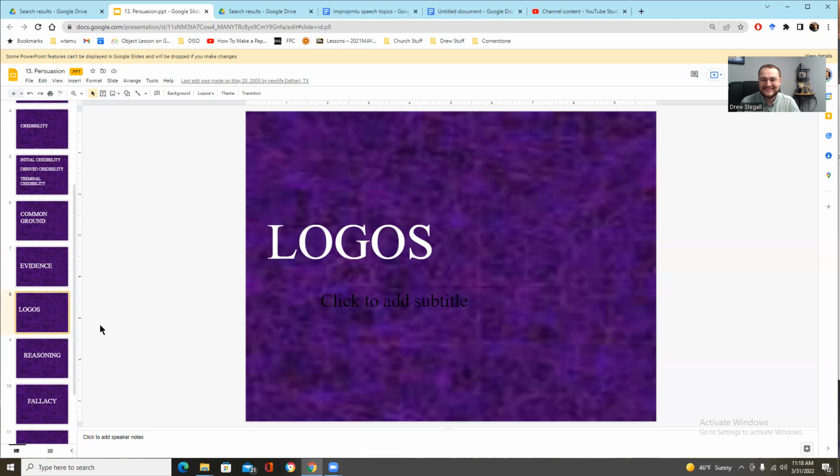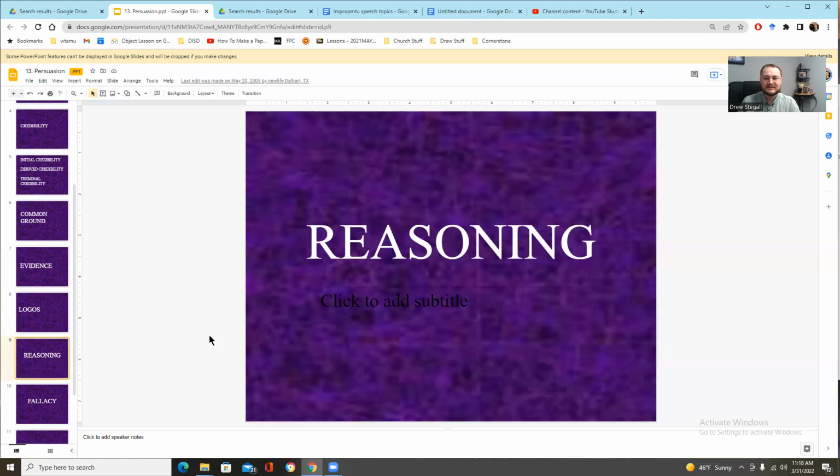Logos. This is a pretty simple one. This is also Latin. It stands for logic. Logos is appeal to logic. It is reasoning. Your arguments, the way you're selling, it needs to make sense. 2 + 2 has to equal 4, right? If you're trying to convince me that 2 + 2 = 5, I'm not going to want to listen to what you have to say because it doesn't make sense. So you need to have some logical reasoning. A good persuasive speech has all 3 of these components, and you need to be credible, and you need to have good reasoning.